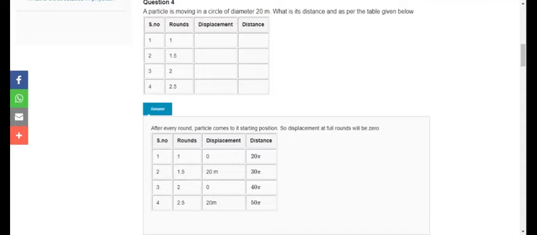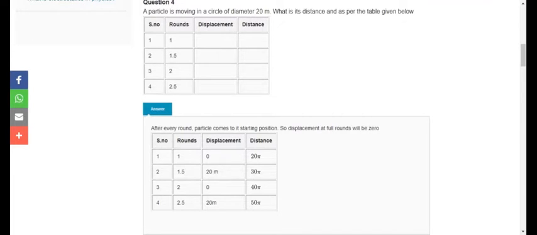So 2 pi r, that is 20 r, plus half of 2 pi r, that means half of 20 r, so it will come 10 r. So 20 r plus 10 r, it comes 30 r. And when it completes two rounds, the displacement is 0 because the initial and final positions are the same, and the distance will be twice the distance traveled in one complete round, so that will be 40 r.